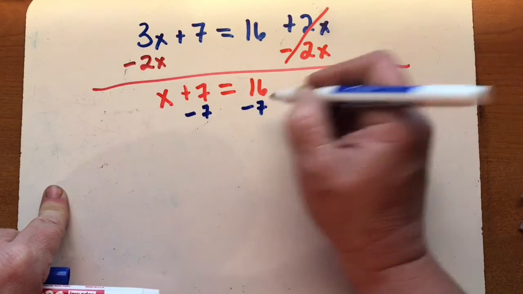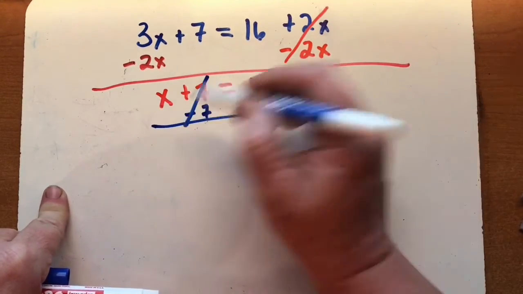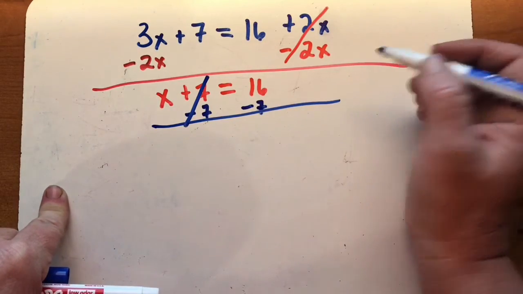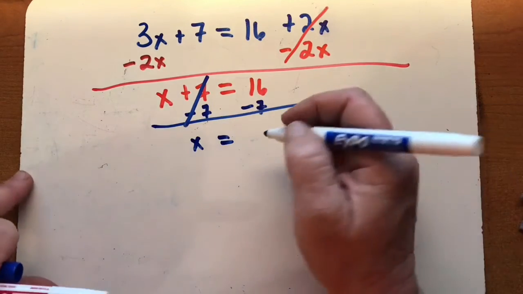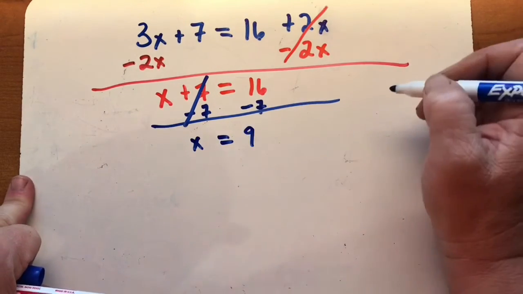Whatever I do on one side, I have to do on the other. This guy cancels out because it's 0. X is left here. And then 16 minus 7 is 9.